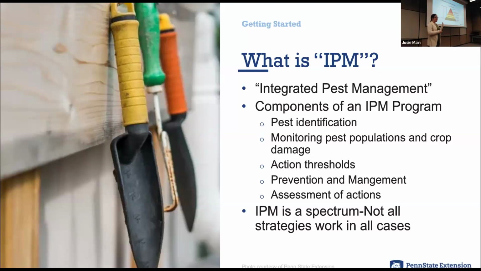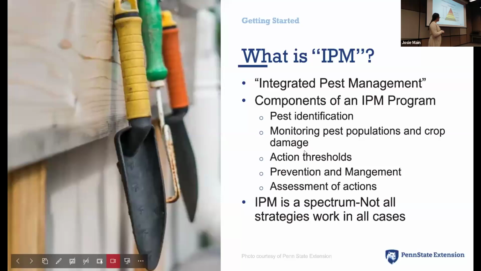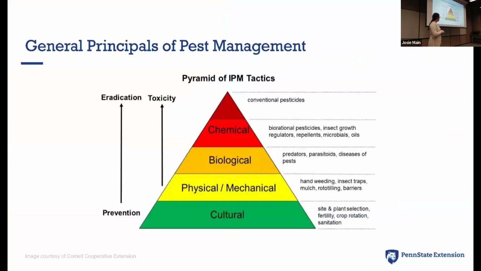So this is about as technical as I'm going to get. I have one more slide that's kind of high level as far as it goes, but really this is how you want to build your platform for growing really anything. So you're going to start out with your cultural practices. That's your base of everything that you do. Your cultural practices include things like your site selection, your soil fertility, if you're going to rotate crops, if you're doing something that isn't a perennial, and your sanitation. So that means how well you are managing the tree itself in this case.